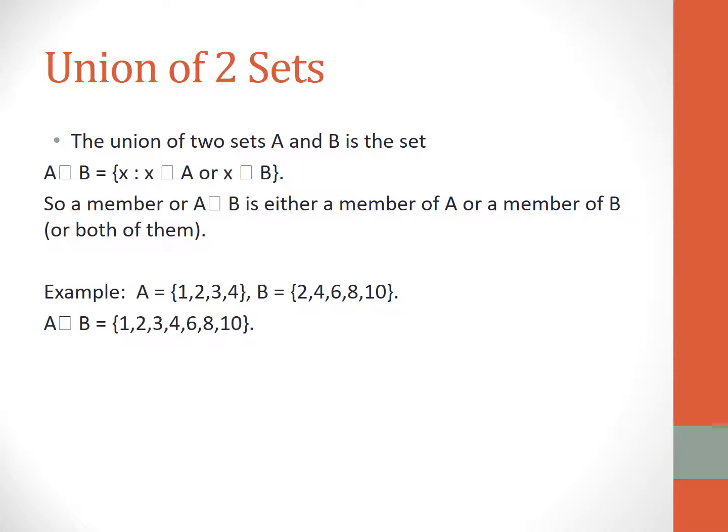So here we have an example. A is the set 1, 2, 3, 4. B is 2, 4, 6, 8, 10. And the union is going to be everything that's either in A or in B. So A union B has to have 1, 2, 3, and 4. But it also has to have 2, 4, 6, 8, and 10 as members of A union B.